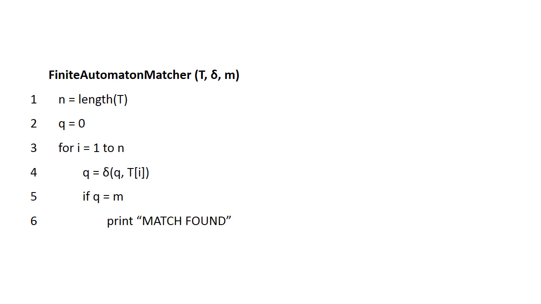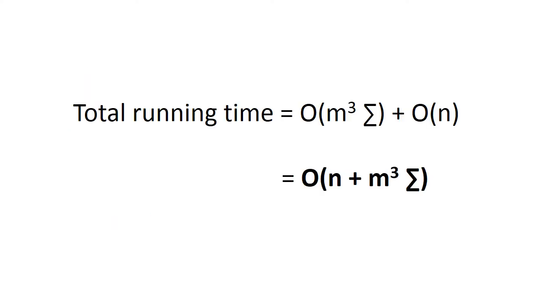The time complexity of this algorithm is simple to work out. Because there's only one loop, the complexity is just n. This gives the total running time of both algorithms to be n plus m cubed sigma. And there you have it, string matching using finite state machines.